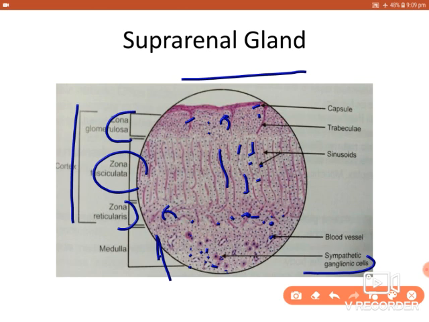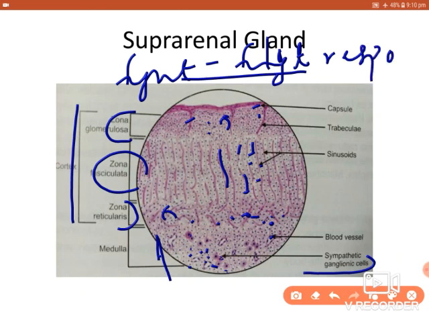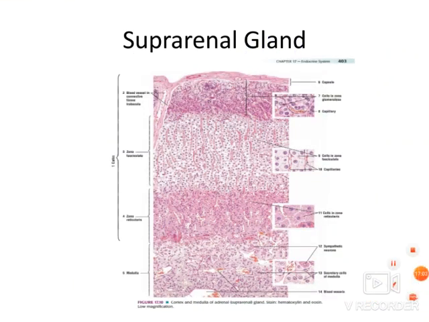So cells in the adrenal medulla are activated in response to emotional stress or fear, causing the release of epinephrine, adrenaline, or noradrenaline into the circulation, activating maximal use of energy and physical effort to overcome the situation, that is the fight or flight response. Okay, so that's about the suprarenal gland.